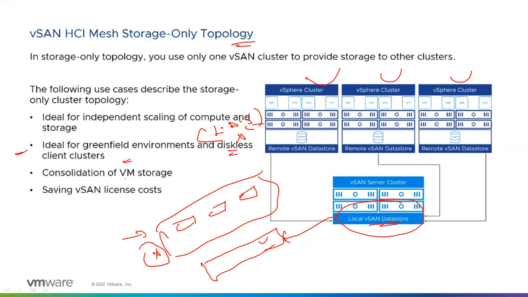Consolidation of VM storage, saving the vSAN license cost. Absolutely. Here I don't need to leverage any vSAN license. I am only leveraging the ESX hypervisor license, right? But definitely I should take some of the heavy disk, the total disk I can leverage, as a vSAN data store.